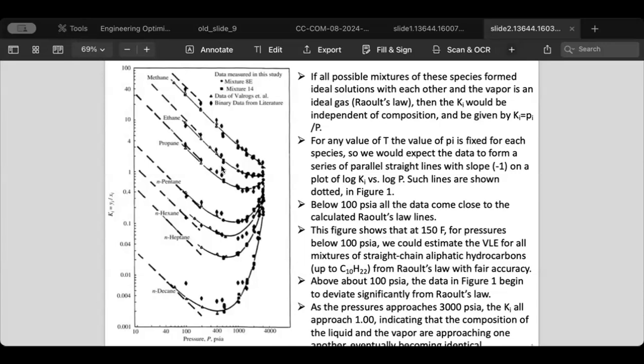And once the pressure is high enough and then increases again, all components approach the same K. Right? They approach the same point. That one is K is 1.